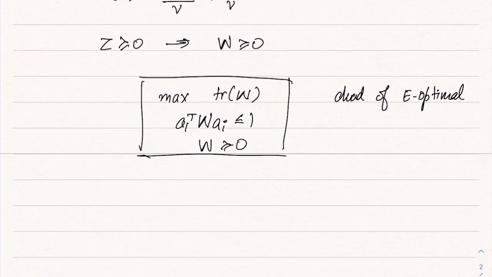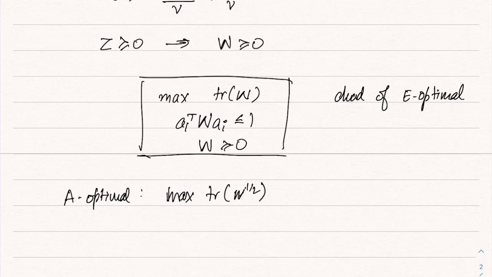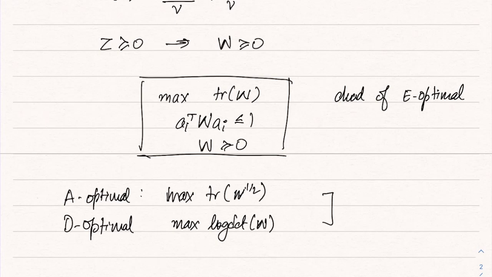Actually, all three you can analyze and find their duals. You would find that for the A-optimal case, the only thing that is different is that these two constraints remain the same, and the objective function becomes max of trace of square root of w. And for the D-optimal case, we actually get max of log det of w, right? And the constraints remain the same. So please verify this. This is actually problem 5.10 in Boyd's book.